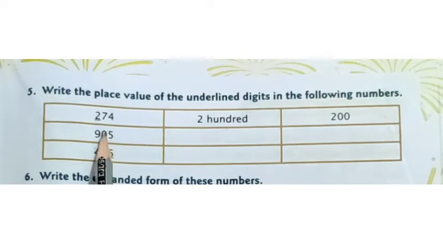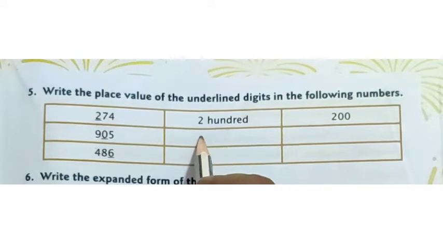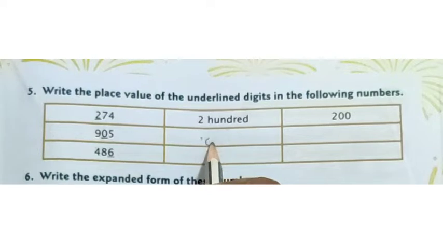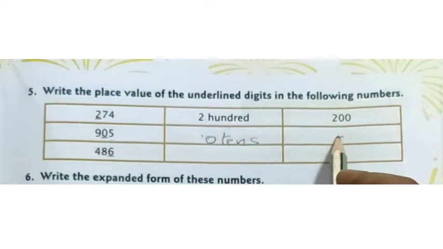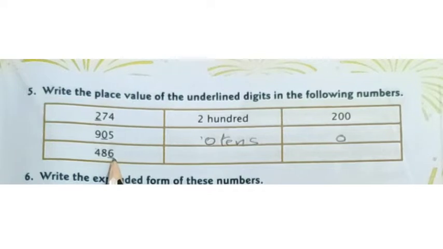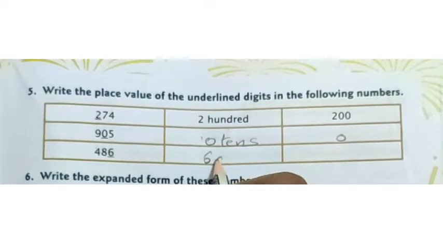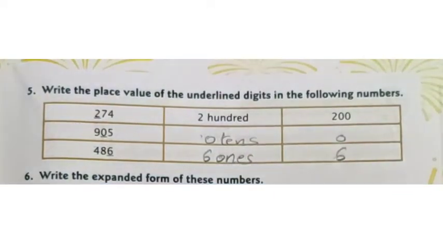Next, 905. Here the tens place, in tens place we have 0. 0 is underlined here, so it is 0 tens is 0 itself. So you can write 0 tens, or just you can write 0 also. 0 tens, it is 0. Next number 486. 6 is underlined here. 6 is in ones place, so 6 ones is 6.